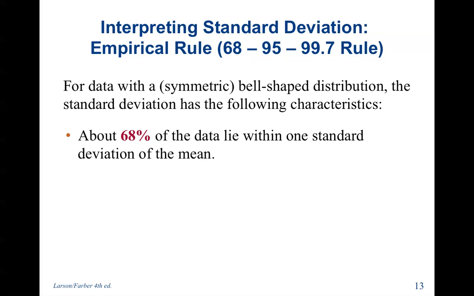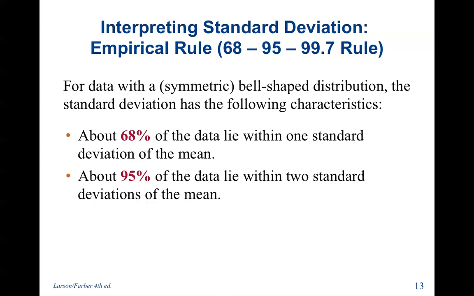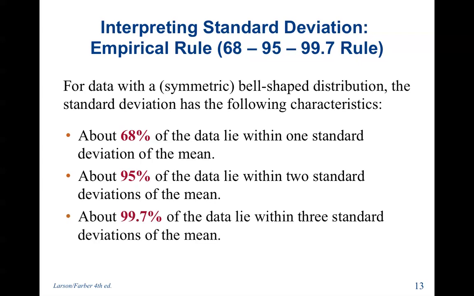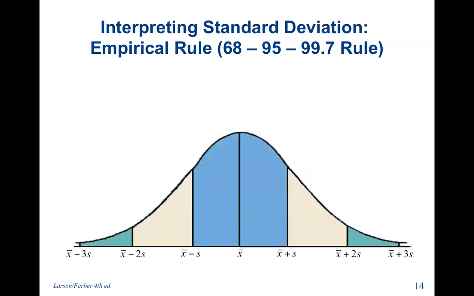About 68% of the data lie within 1 standard deviation of the mean. Within 2 lies 95% of the data, and within 3 lies 99.7% of the data. So if we go to graph this, we'll notice that 68% of the data lies within 1 standard deviation. And that is what this represents, because remember, for a sample, the mean is x bar, and so this is x bar plus s, which is mean plus standard deviation, and over here mean minus standard deviation. And 68% lie within that.